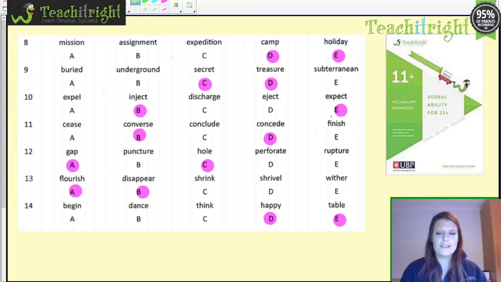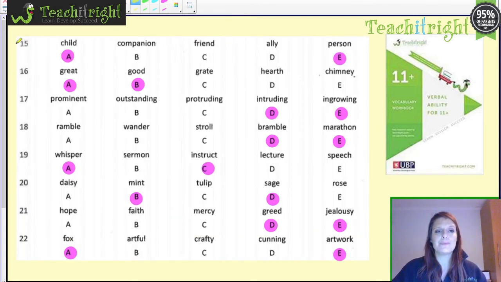And then 14, happy and table. We're our odd ones out here. That's because all of the others can be verbs. So this one you had to think about the grammatical context a little more because actually at first glance they might all be unrelated. So this time we were looking at the word class. We can begin something, we can dance, we can think, whereas the other two are nouns.